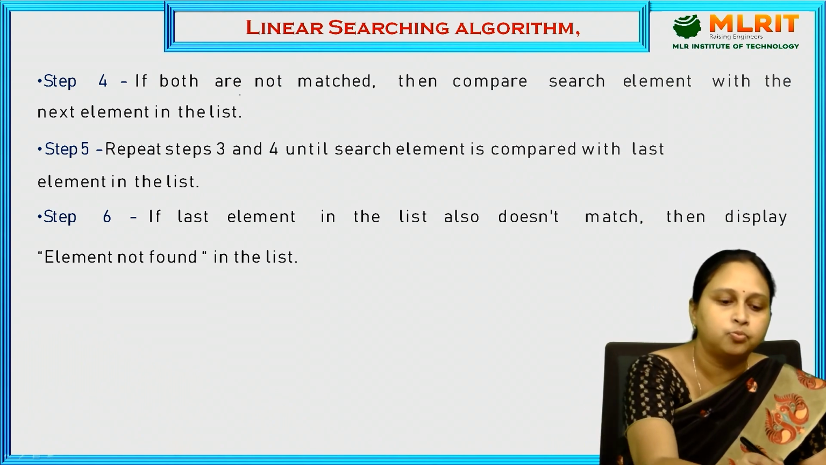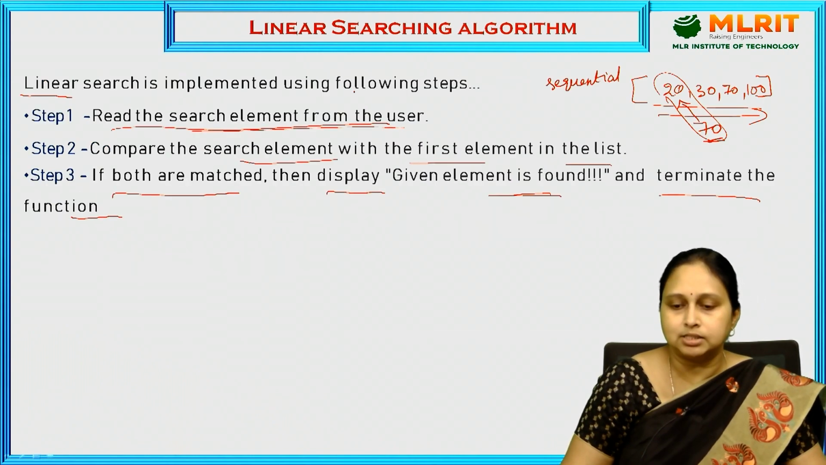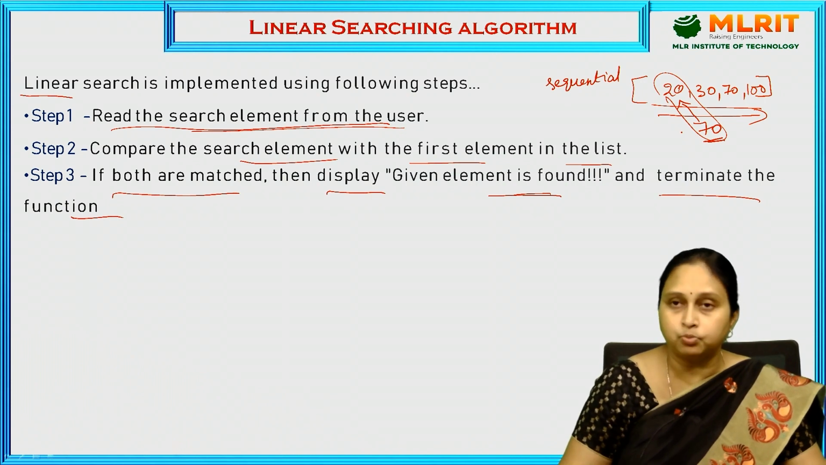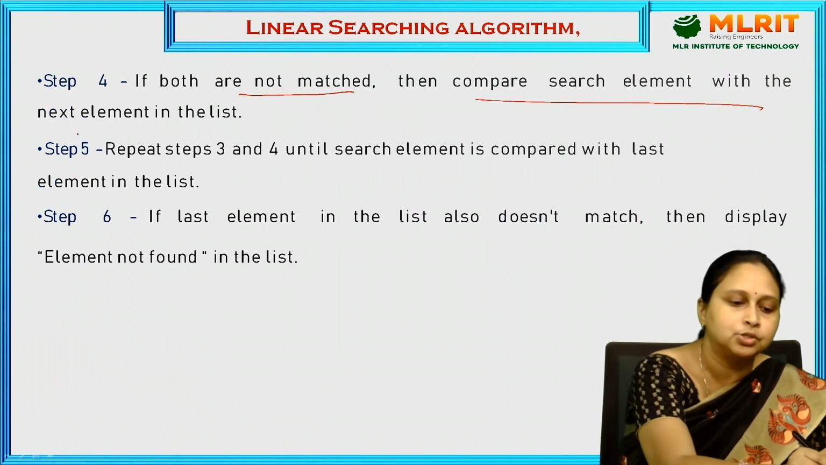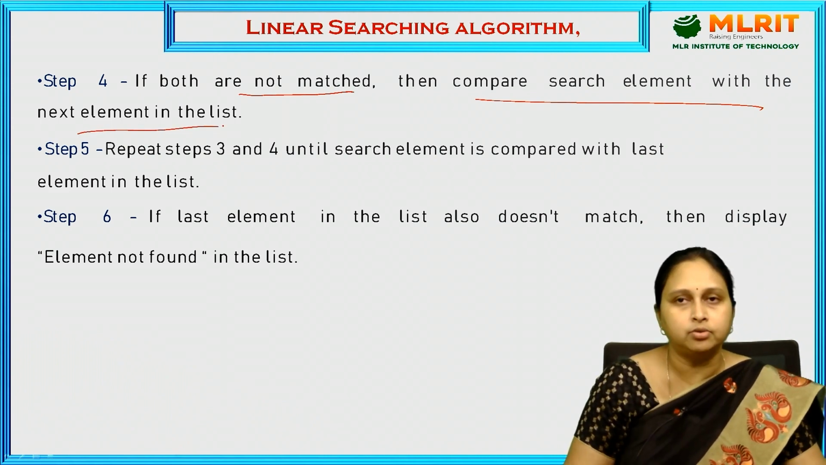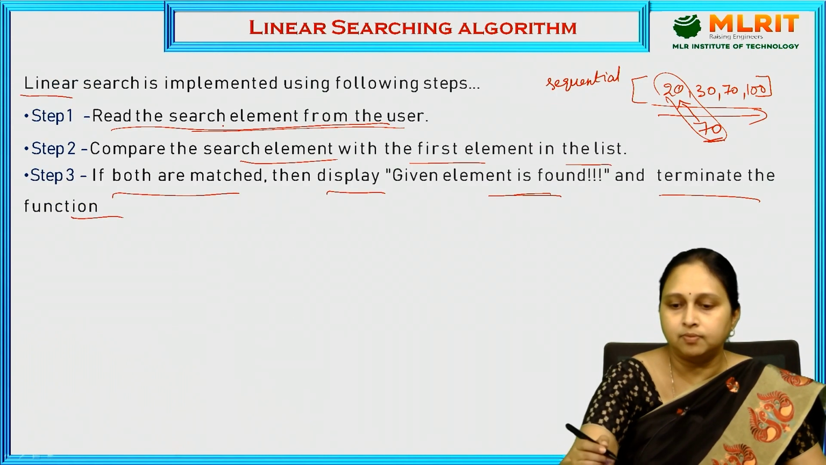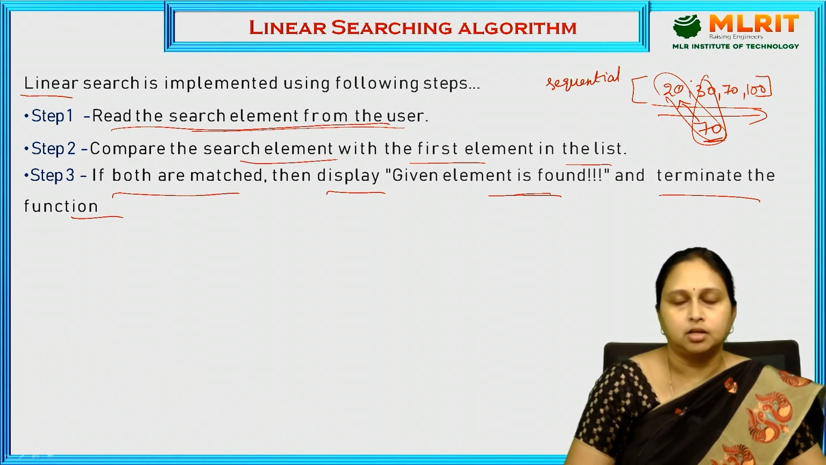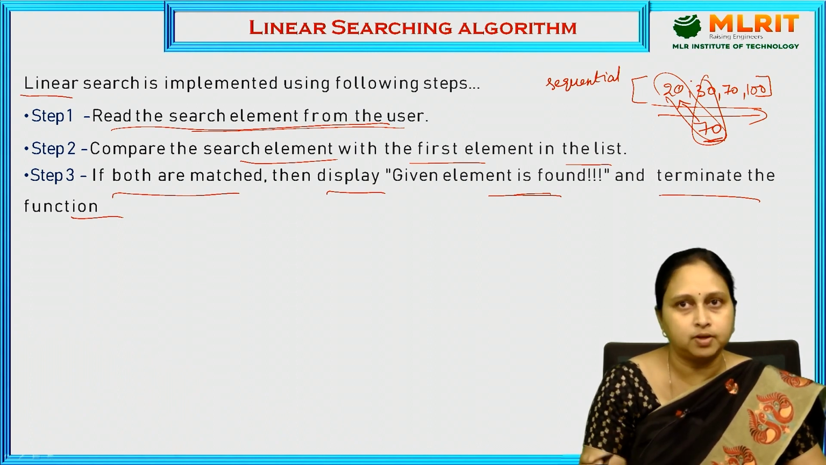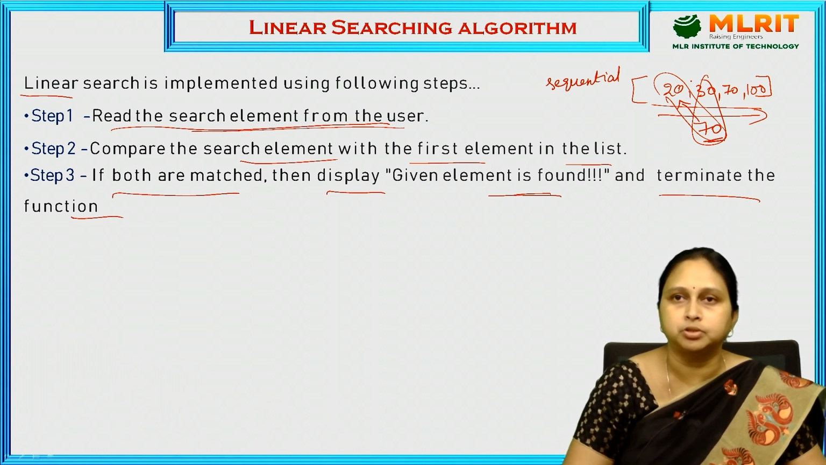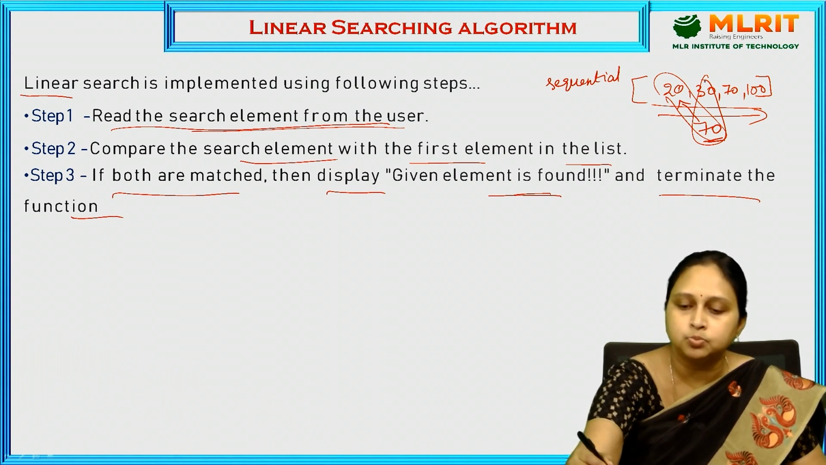Otherwise, if both are not matching, as in the previous case itself, 20 and 70 are not matching, then compare the search element with the next element in the list. Now what are we going to do? We are going to compare 70 with the next element. The next element is 30. We are going to compare these two. Again, if both are matching, we terminate and return its position. Here both are not matching.